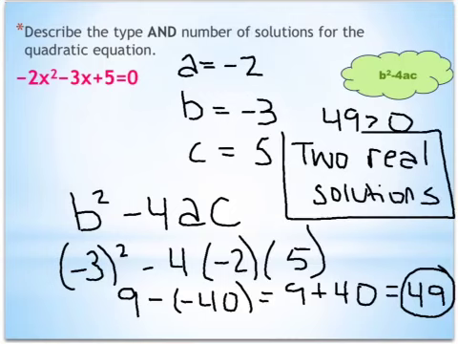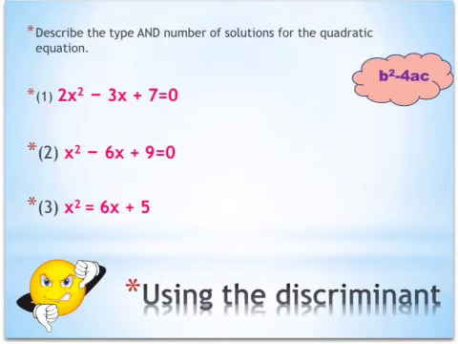So remember, I want the type and the number of solutions you will get. All right, so now it's your turn. Go ahead and take a look at these quadratics and find the type and number of solutions that each of them will have using the discriminant.